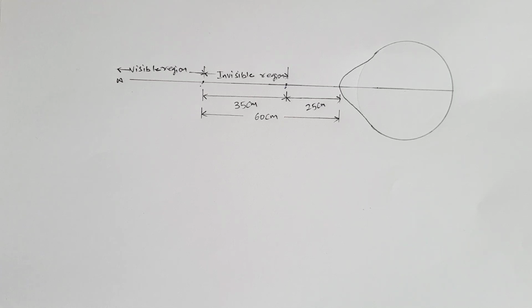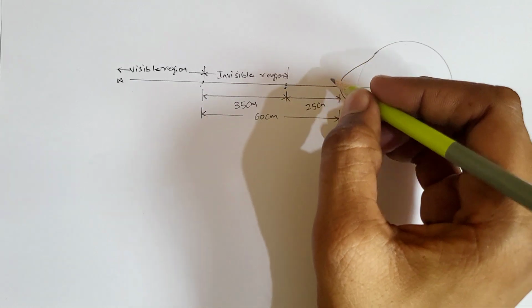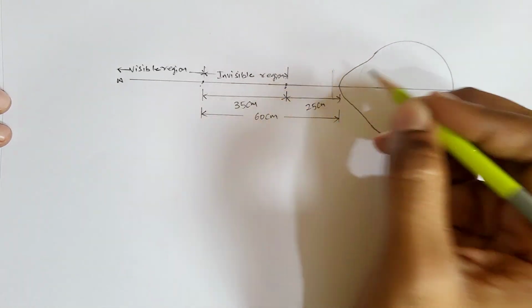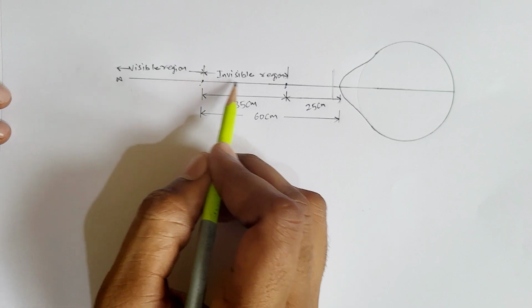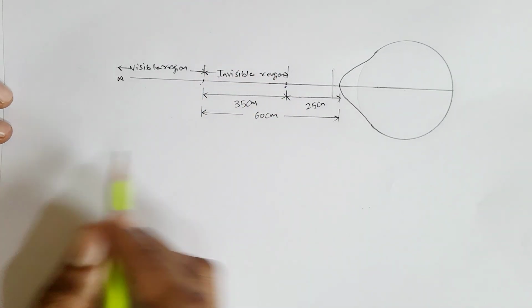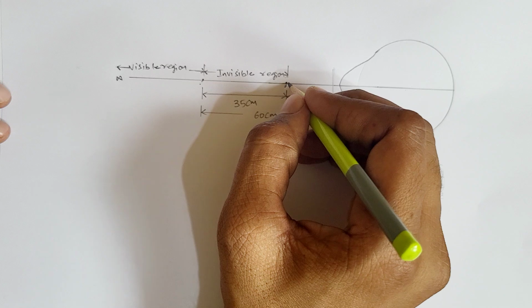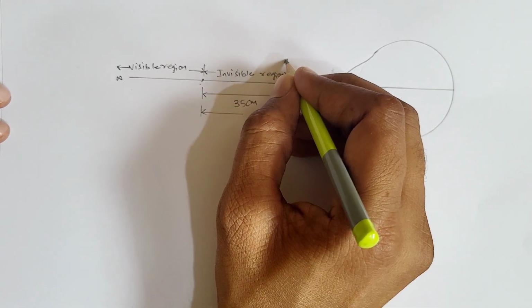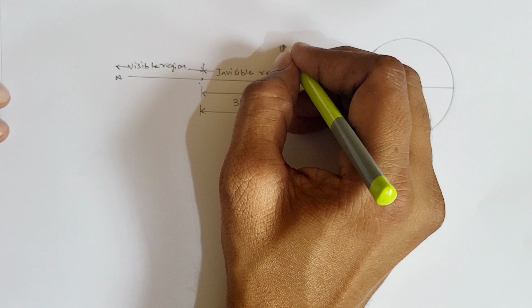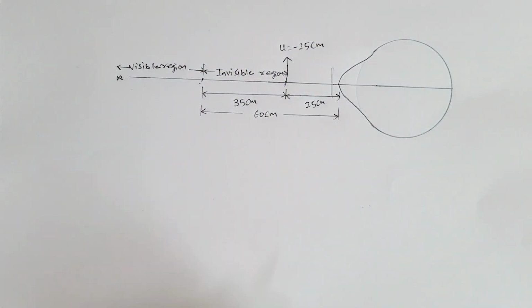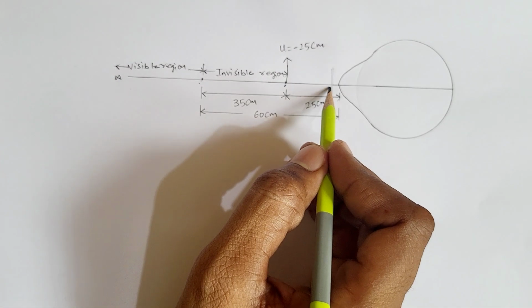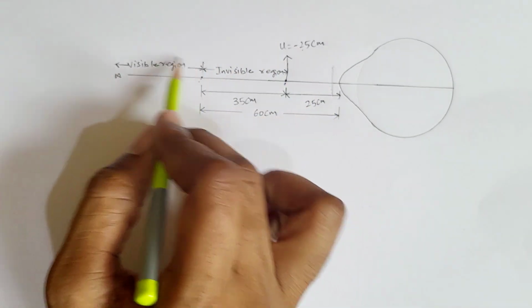Now to cure this hypermetropia, what do we have to do? We have to give or suggest one lens to this person, correct? What should this lens do? This lens should help him in such a way that if the object is placed in the invisible region also, he should be able to see. Correct? What will this lens do now? If the object is placed at 25 centimeters also, he should be able to see. Object distance u is equal to minus 25 centimeters. How will this lens help him to see the object placed at 25 centimeters? The lens will create an image of the object in the visible region of the person.